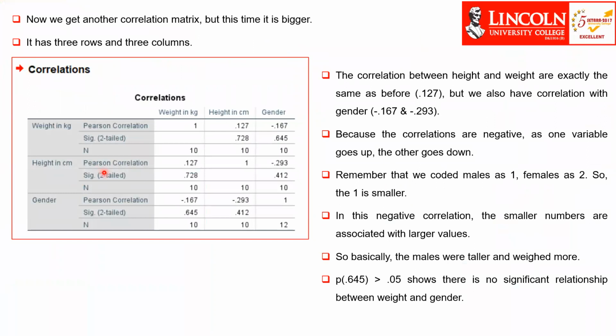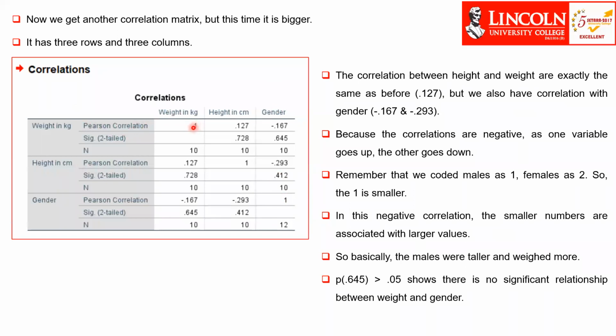Now you get another correlation matrix, but this time it is bigger compared to what we had earlier. This time you have three rows, and of course three columns as well. But what you have to notice is that wherever a variable correlates with itself, there's always perfect correlation. That's why you have 1 here: gender correlates with gender, height correlates with height, weight correlates with weight.